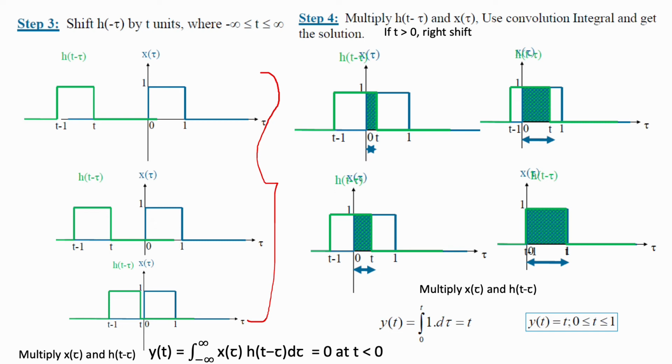You look at the three waveforms. There are no common portion between the green signal and the blue signal, so the product will be 0. That is given here. At t less than 0, the product will be 0. This meaning is no common portion between x of tau and h of t minus tau. Now you come to step 4. Multiply h of t minus tau and x of tau. Use convolution integral and get the solution.